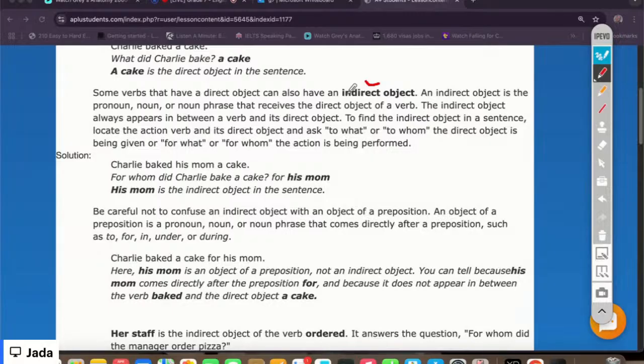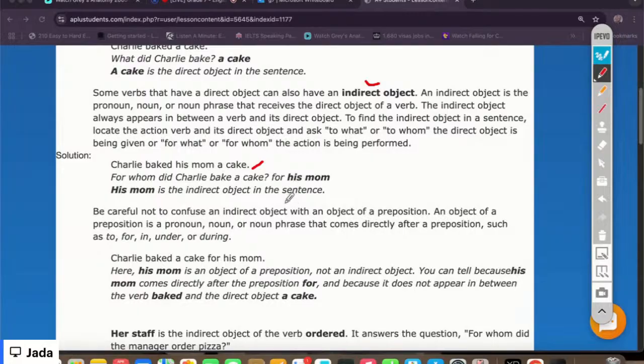Right. So in general, you have to notice that the indirect object is always in between the verb and its direct object. It's like saying Charlie baked his mom a cake. For whom did Charlie bake a cake? It's his mom. So his mom is the indirect object.